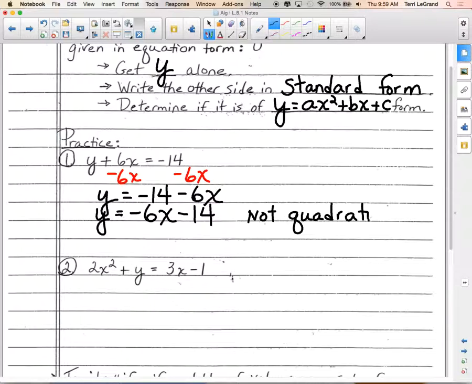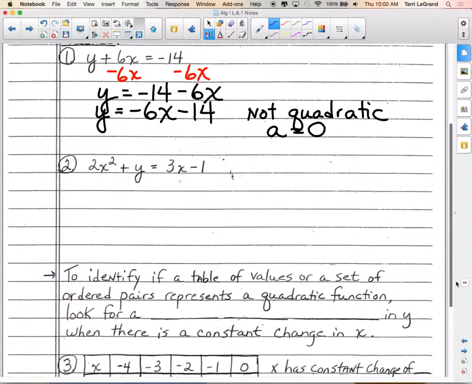And our reasoning would be a equals 0. If there's not an x squared term, that means our a is 0. And remember, we can't have an a value of 0. Can we have a b value of 0? Yes. Can we have a c value of 0? Yes. Okay, number 2.